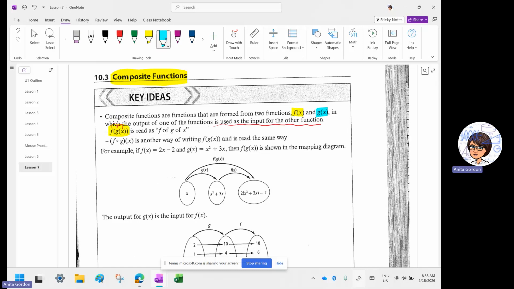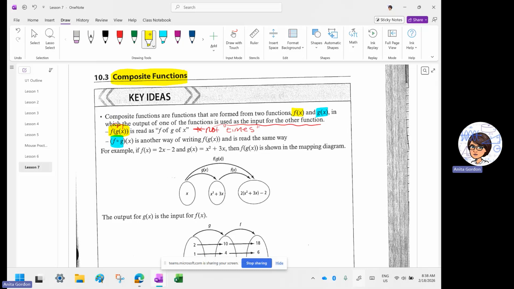Another notation that you will see is this open circle. This is not times. We're not multiplying these two functions. We're putting one inside of the other.